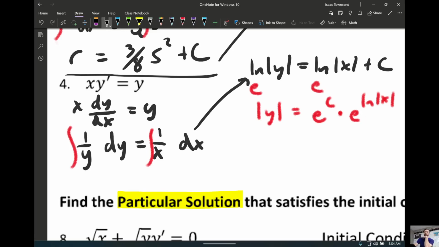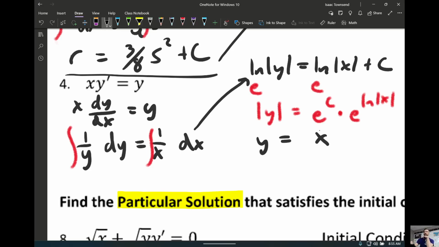Now, to drop these absolute value signs, I would need to test a point, but we don't have a point in this question, so we can go ahead and just remove that. What does this become? Right, this just becomes x. E to the log base e, technically absolute value of x, but normally we would just call that x.